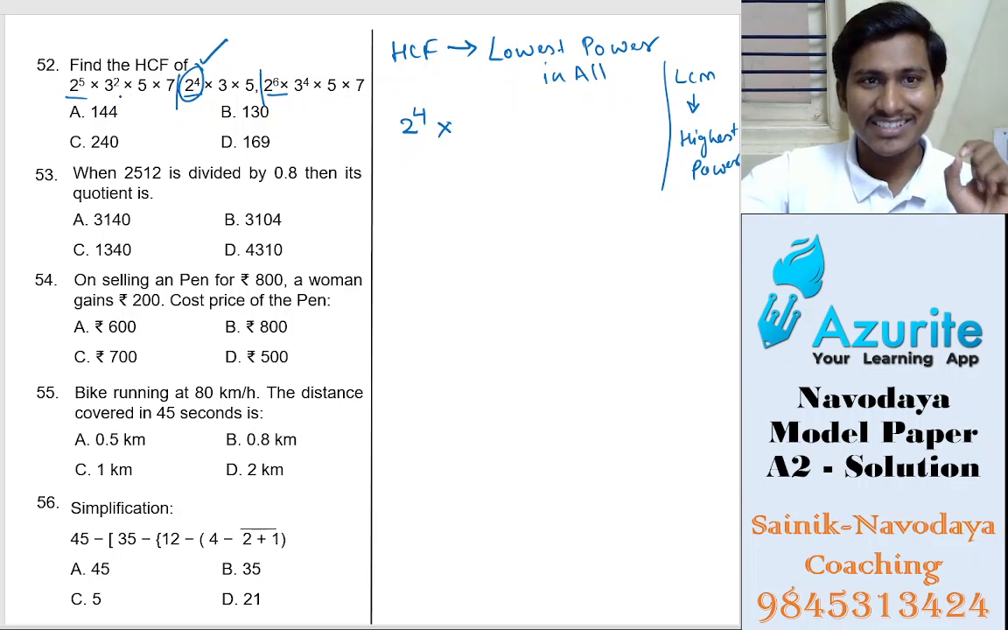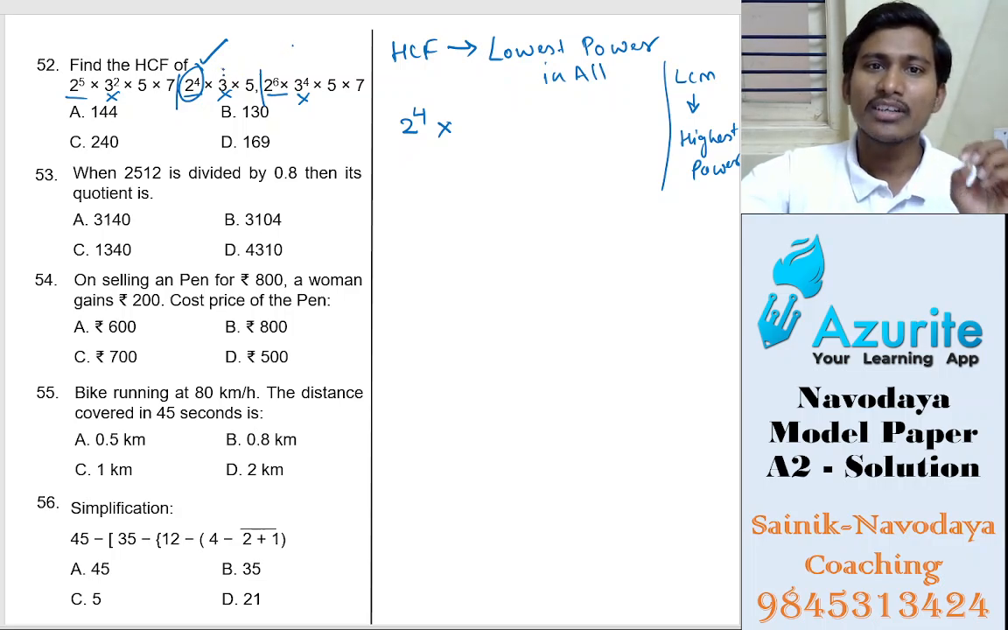Next, check 3, whether 3 is in all. Here 3 is there, here also, and here also. Yes, it is there in all. But the lowest power is 3, that is 3 power 1. Nothing written means 3 power 1. So 3 is the lowest, because here it is 3 power 4, 3 power 2, but 3 is the smallest. So this 3 will be in the answer.